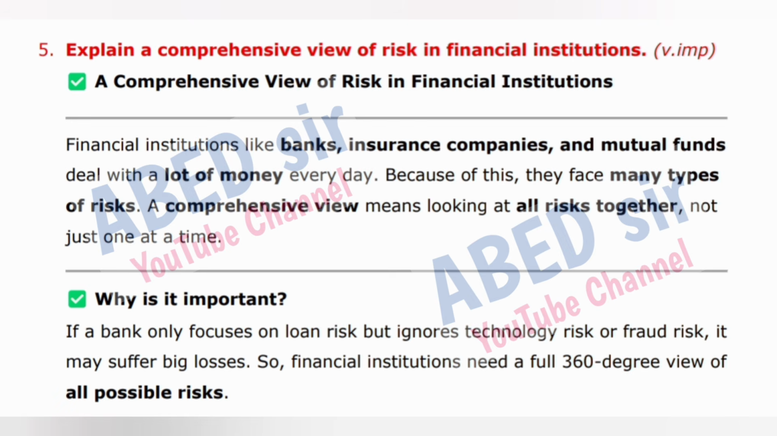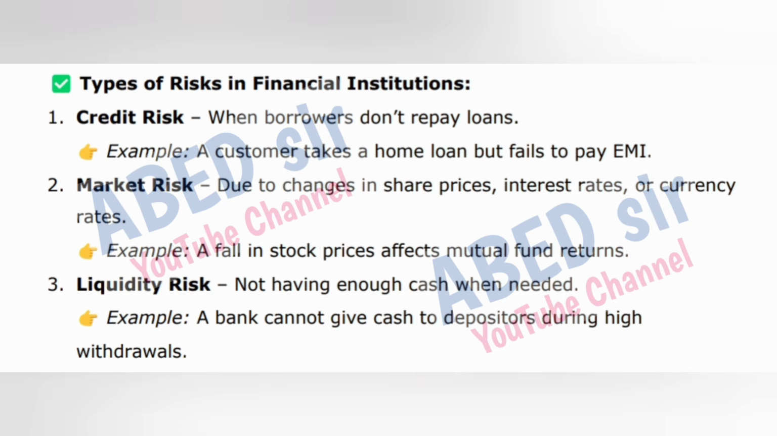A comprehensive view means looking at all risks together, not just one at a time. Why is it important? If a bank only focuses on loan risk but ignores technology risk or fraud risk, it may suffer big losses. So, financial institutions need a full 360-degree view of all possible risks. Types of risks in financial institutions.